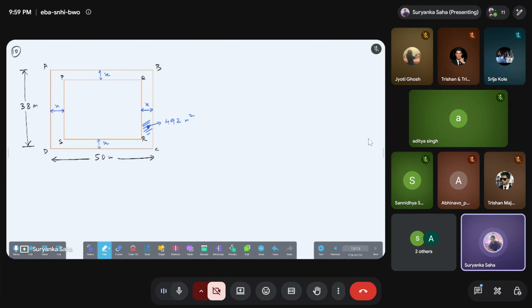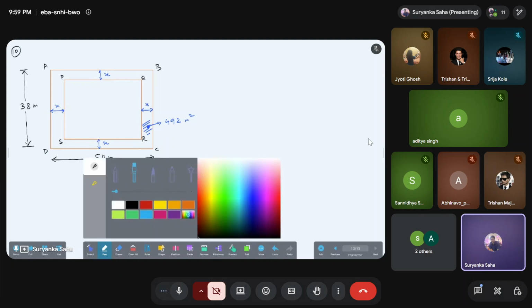Consider a rectangular field having length 50 and breadth 38. The area of a rectangle is length into breadth. So now we will find the length of PQ.